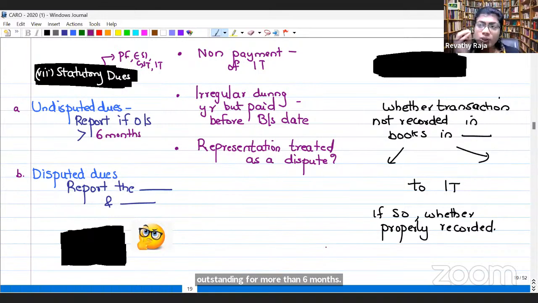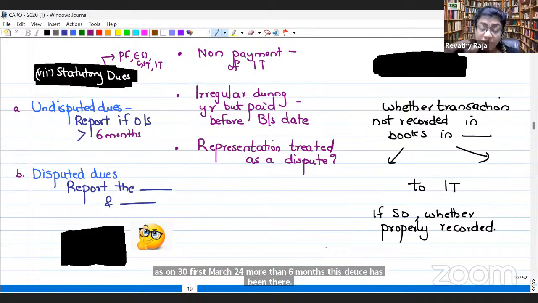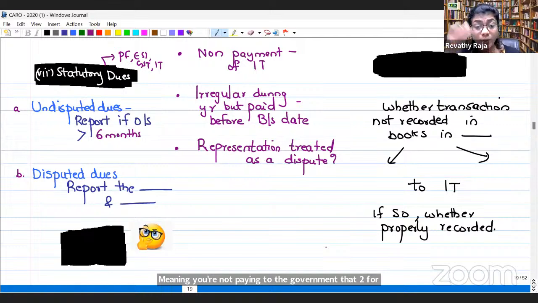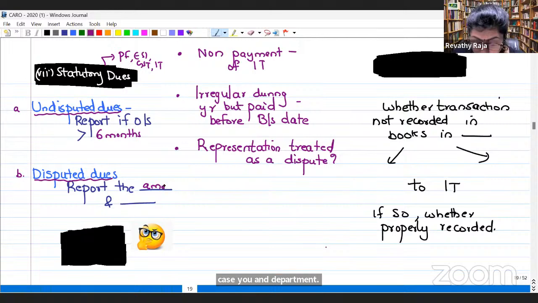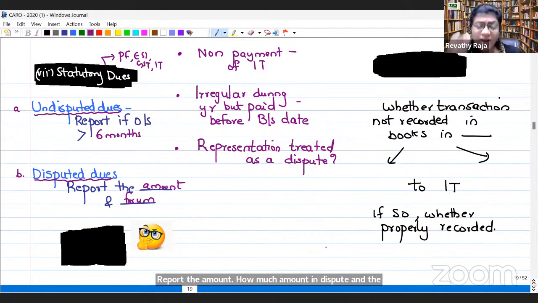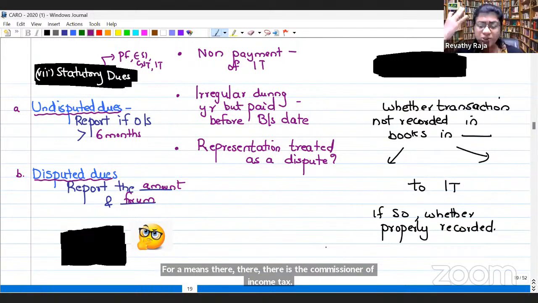sheet date. So you are doing the audit of 31st March 24. As on 31st March 24, if these dues have been there for more than 6 months, meaning you're not paying the government, and that too not for 1 day or 2 days but more than 6 months, then the auditor will report. Less than 6 months, you need not report. This is undisputed. Meaning no dispute, you're not paying, it's a liability. Disputed means it's a case between you and the department. Report the amount, how much is in dispute, and the forum. Forum means where. Is it the Commissioner of Income Tax? Is it the Commissioner of Appeals? Is it GST? Which authority is it pending before?